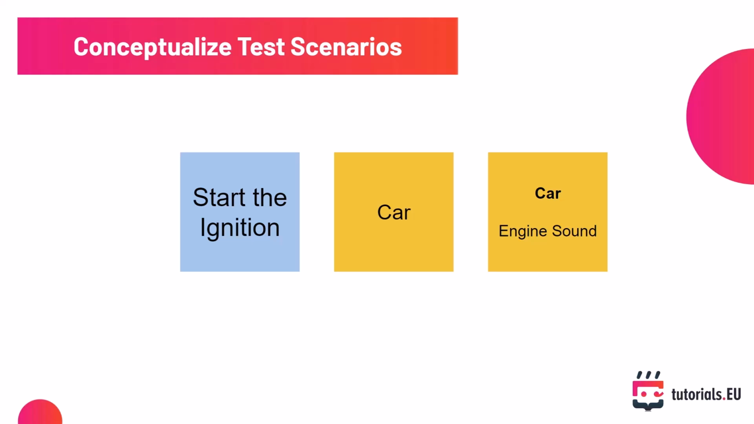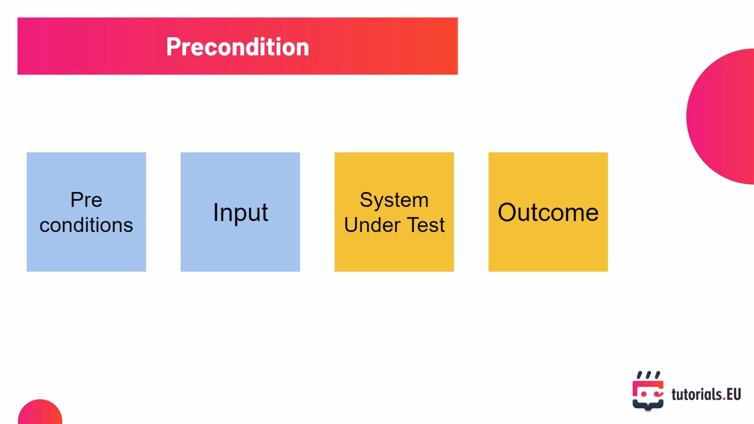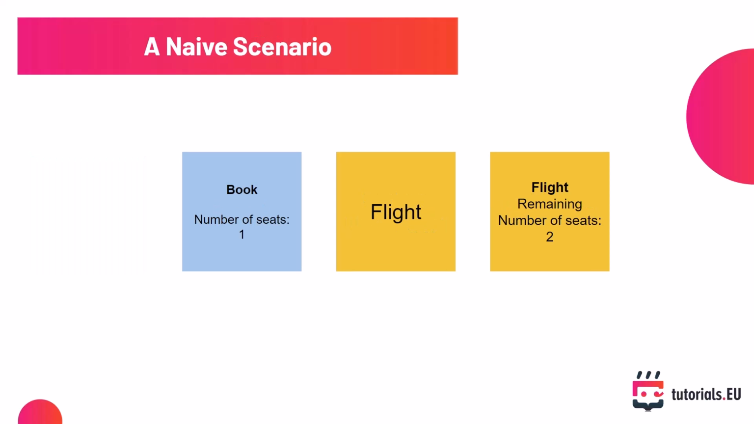Is the test scenario complete? What if the car doesn't start because it has no gas? Does that mean that the ignition does not work? Obviously not. To test the ignition, the car should have gas. We should always fill the tank before trying the ignition. Filling the tank is a precondition in that scenario. A precondition is a part of the test scenario. Any test scenario can have 0 to multiple preconditions. Some test scenarios may have no preconditions, but every test scenario should have an input, a system under test, and an outcome.